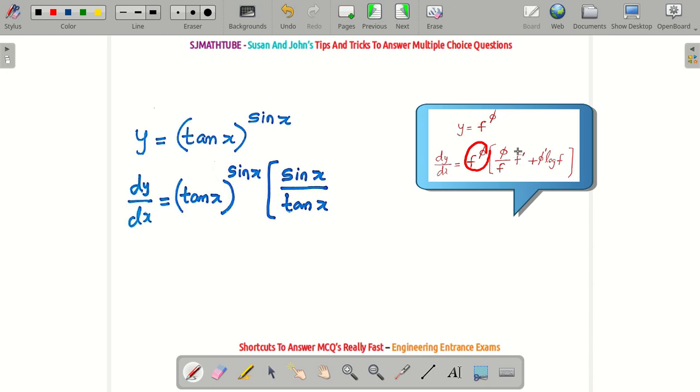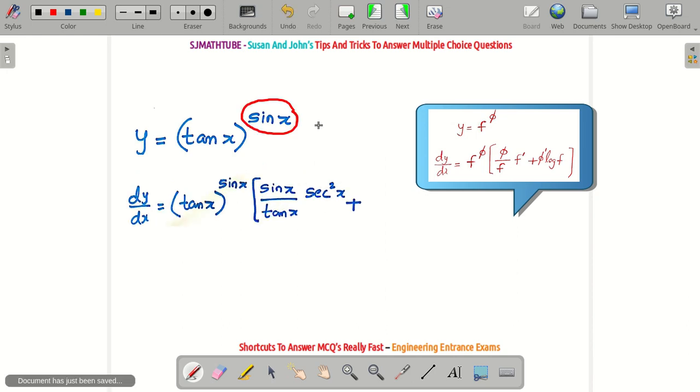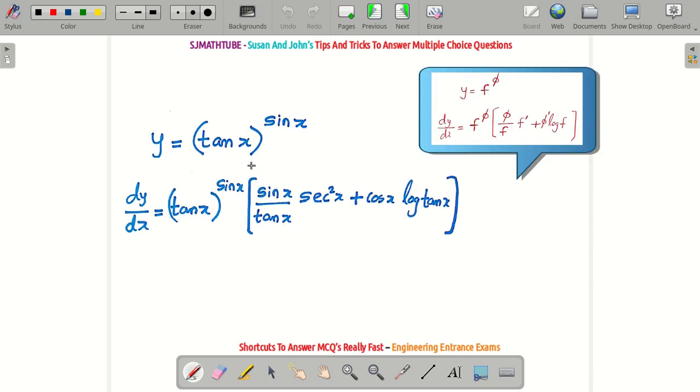Now I'm supposed to find the derivative of f. What is the derivative of tan x? Sec square x. Plus, now it's time to differentiate the function in the power. And what's the derivative of sin x? Yeah, it is cos x. And finally, log tan x. That's it. Isn't it really easy?